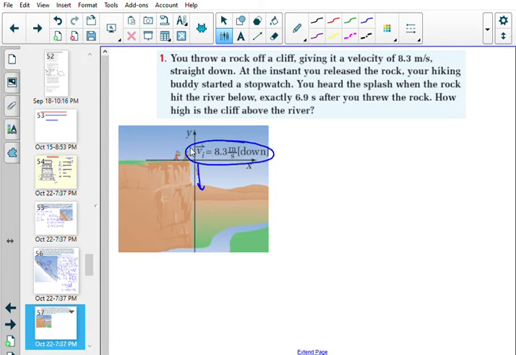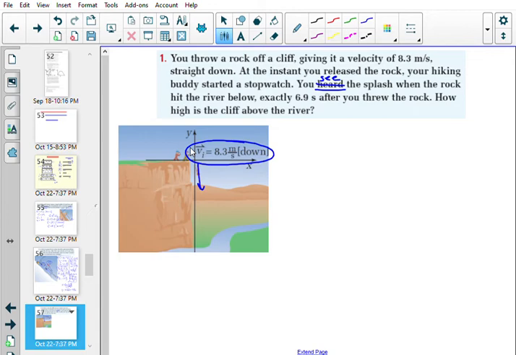At the instant you release the rock, your hiking buddy, who's probably in a physics class with you, starts a stopwatch. And this question gets too complicated by actually saying you hear the splash, because that means the sound of the splash would have to come up, and it might, to a small degree, change the question. So let's say you see the splash when the rock hits the river below exactly 6.9 seconds after you threw the rock in. That way the question can just be simplified and we don't have to make it more complicated.